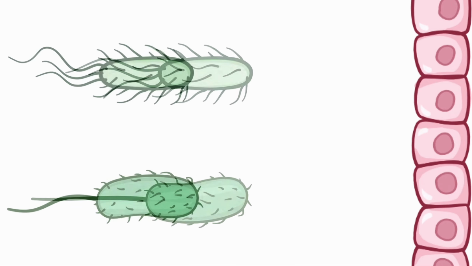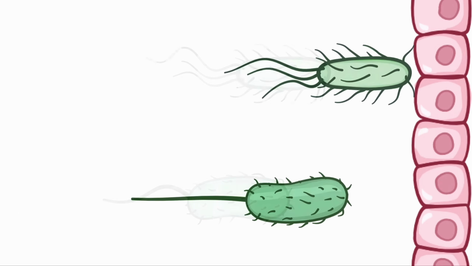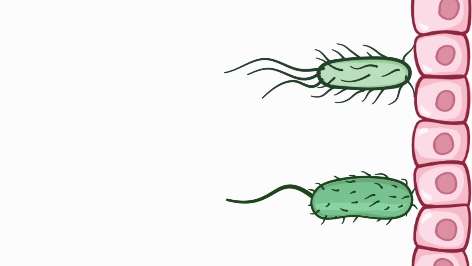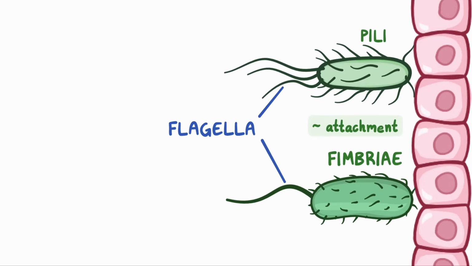Finally, the bacteria can move or attach to other cells and surfaces with the help of structures that can be found on their external surface. So they have pili, which are hair-like structures that allow them to attach to other cells, and when these are shorter, they are called fimbriae and help the bacteria attach to surfaces. They can also have flagella, which are long, whip-like protrusions that allow the bacteria to move.